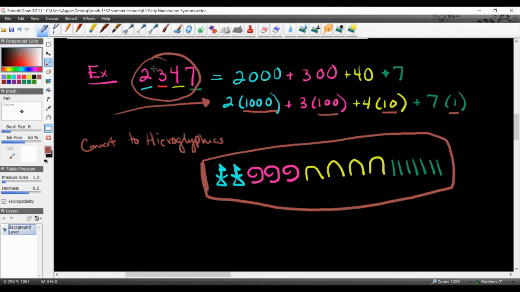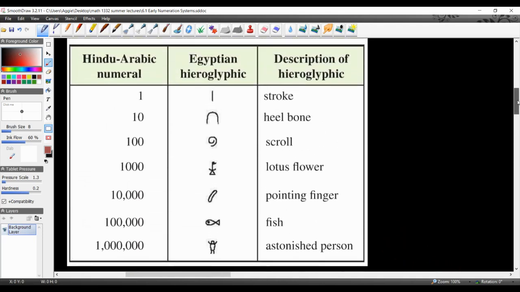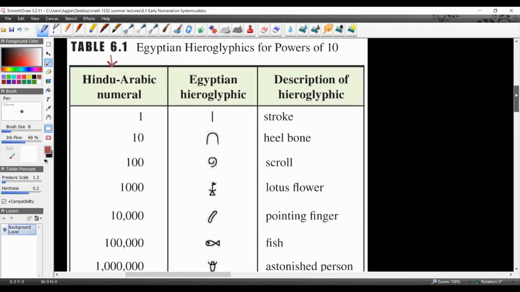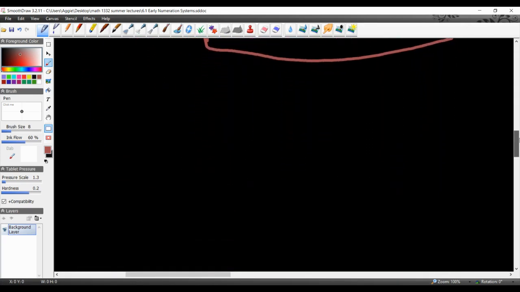By the way, what is this one? What would we call this one? Well, we use what's called the Hindu Arabic numeral system. Okay, so the Hindu Arabic system is the one that you're used to using in our class and in general. Okay, and there it is, Hindu Arabic. Okay, so let's try another one just to kind of see how this works.